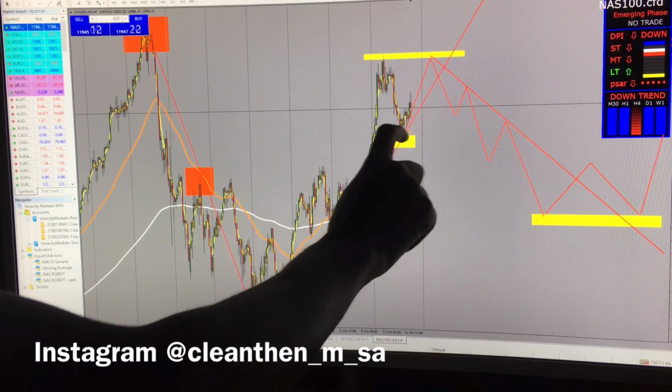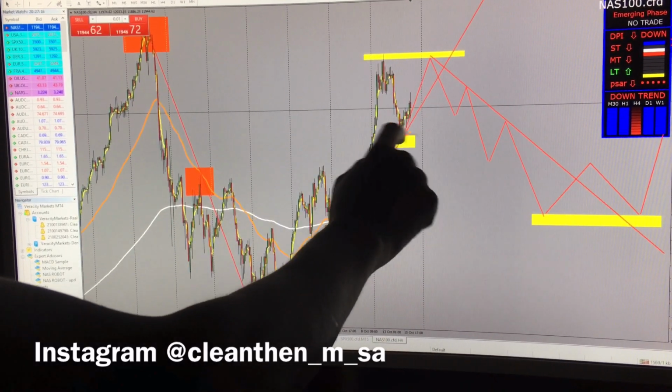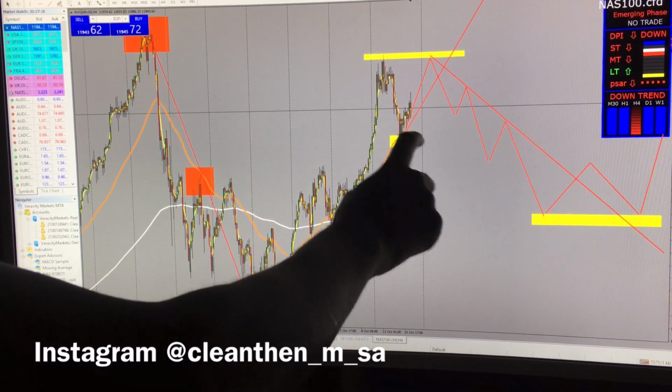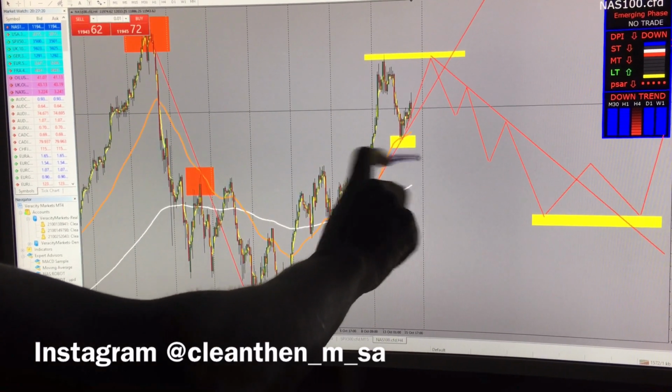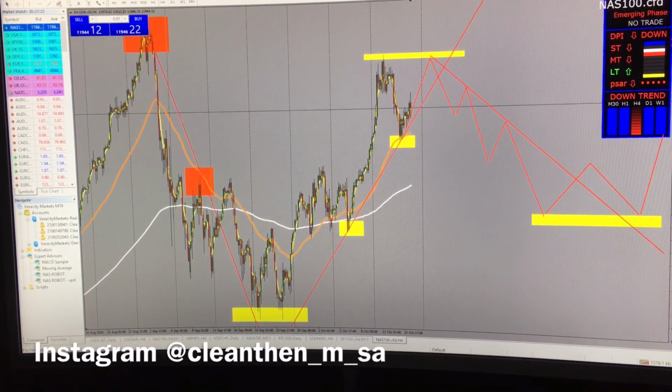Same thing applies here. I took my buy here when it dropped. Now this yellow area, I put my stop loss below the yellow area. So I know that there is no way the market can reach that point.